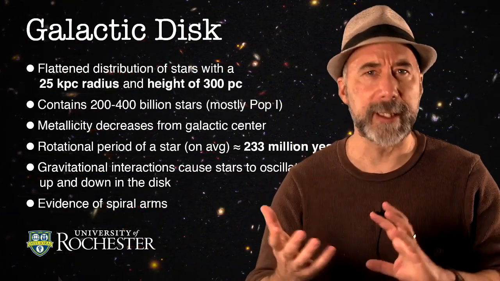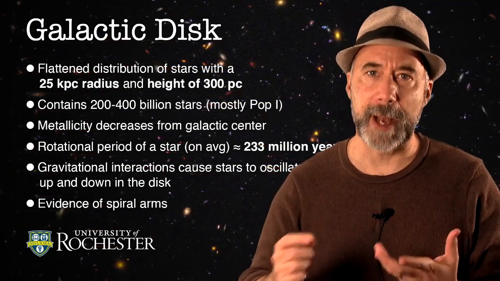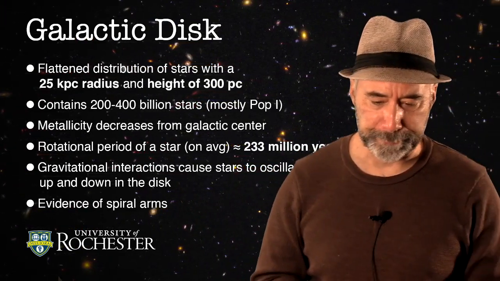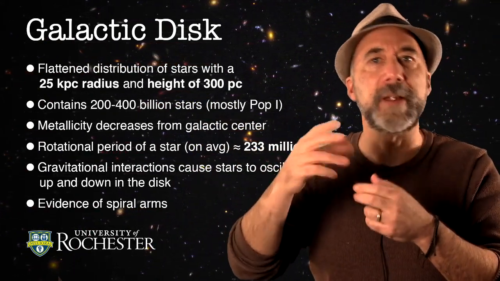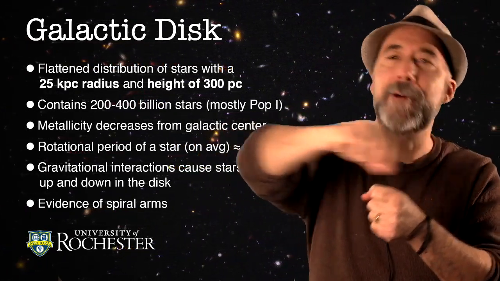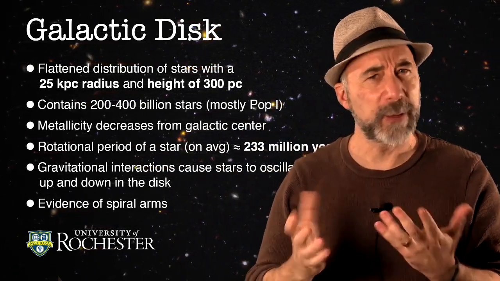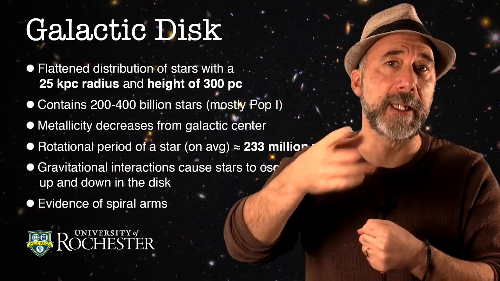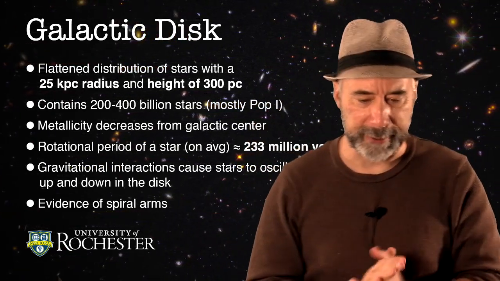The whole disk is rotating, and the rotational period around the sun is around 233 million years. It takes about 200 million years to make one orbit around the center of the galaxy at the location of the Earth. Now, any individual star is both orbiting the center of the galaxy, but it's also, because of interactions with other stars and clouds, going up and down as well. So there's both an orbital motion, and there's a vertical oscillation up and down through the disk. And that's one way we can tell about the age of stars, because the older a star is, the more time it's had to interact, and the larger its excursion up and down through the plane of the disk we expect.